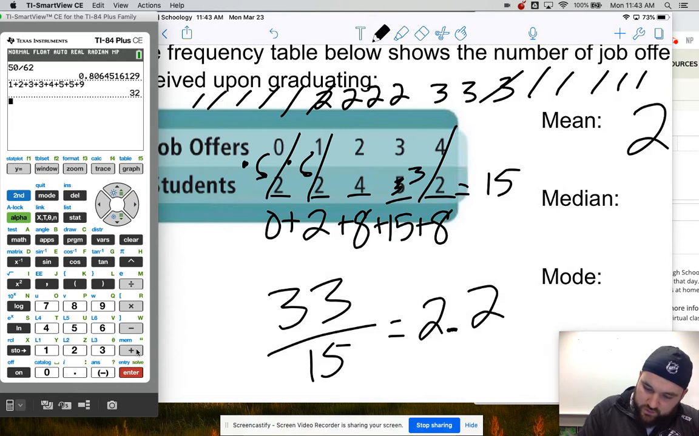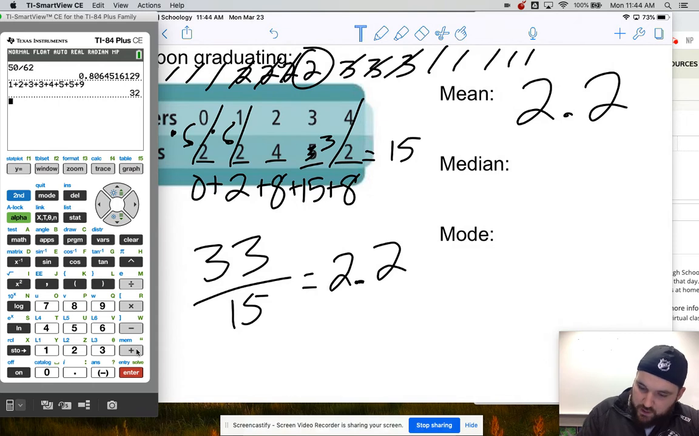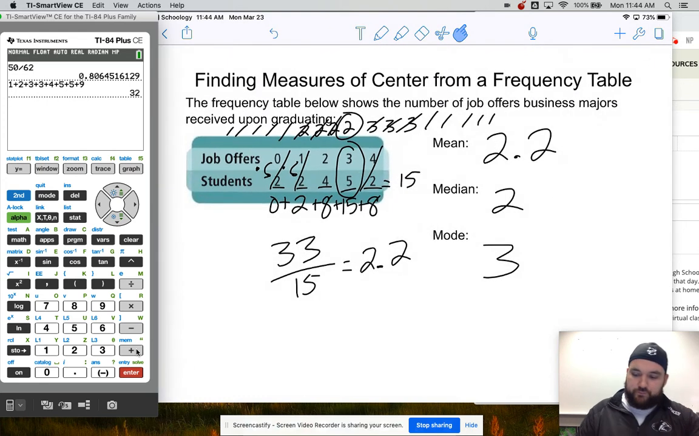So now if I just do a cross off method, if you're saying to yourself this is getting out of control and super messy, I'm going to show you how to do this with the calculator in just a moment. But the median of this list would be 2. And then the nice thing about a frequency table is which number shows up the most, which number is the mode. That's simply going to be right here. There are 5 students that had 3 job offers, so the mode is 3.